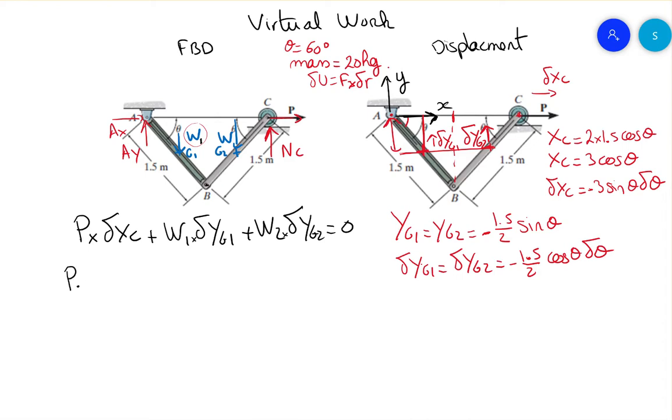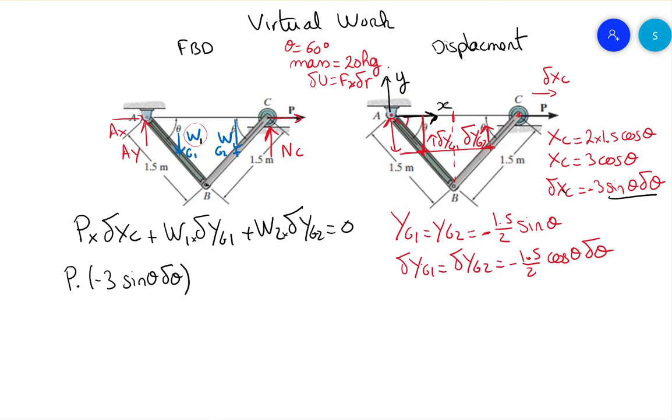So P times delta x_C, it's minus 3 sine theta delta theta, not this one. Why is it negative? It should be positive because it's going in the same direction. Let me think 10 seconds. Yeah, the overall displacement for sure is positive.